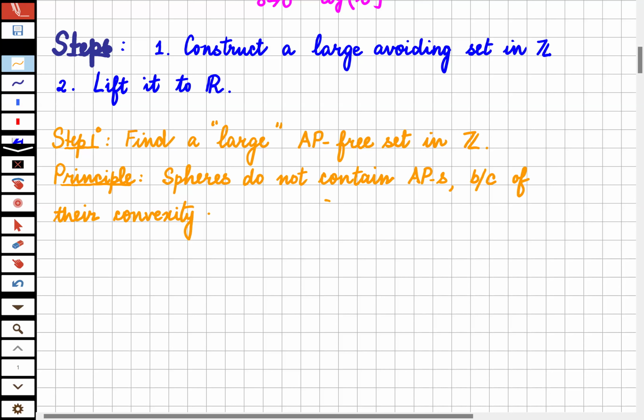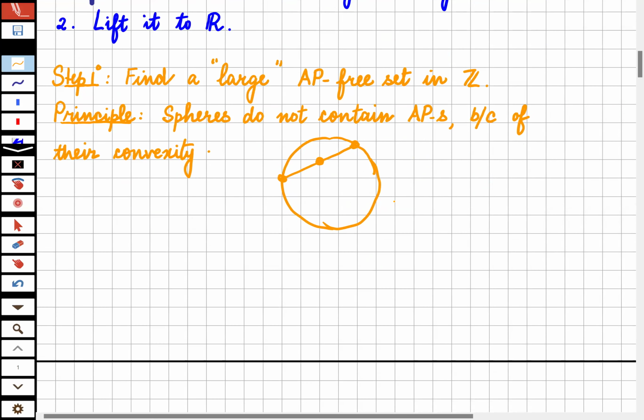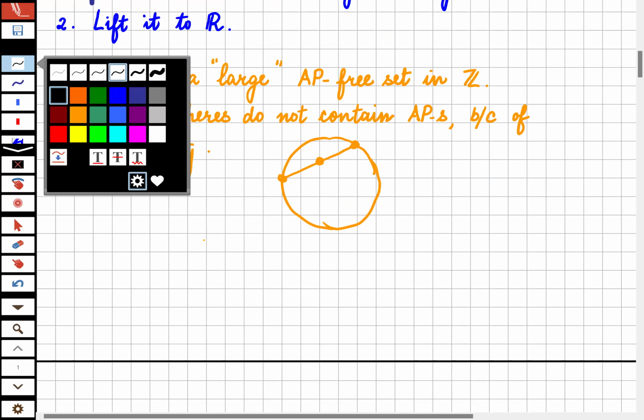So this part I know you will believe, because if you draw a circle, because it is strongly convex, if you take any two points on the circle and join them, the midpoint, of course, cannot lie on the circle. So this is believable. But how do you take this geometric object and turn this into a subset of the integers? That's the real question. And let's talk about that right now.